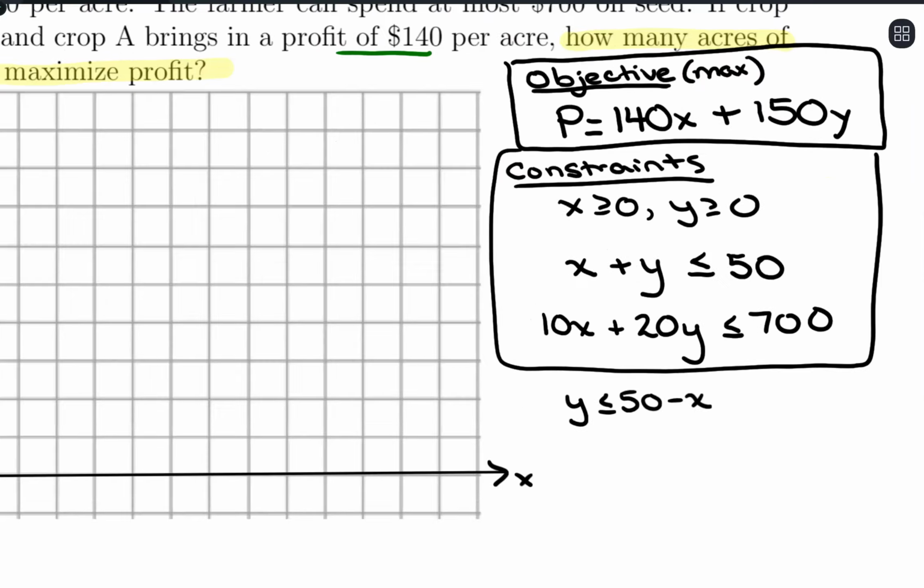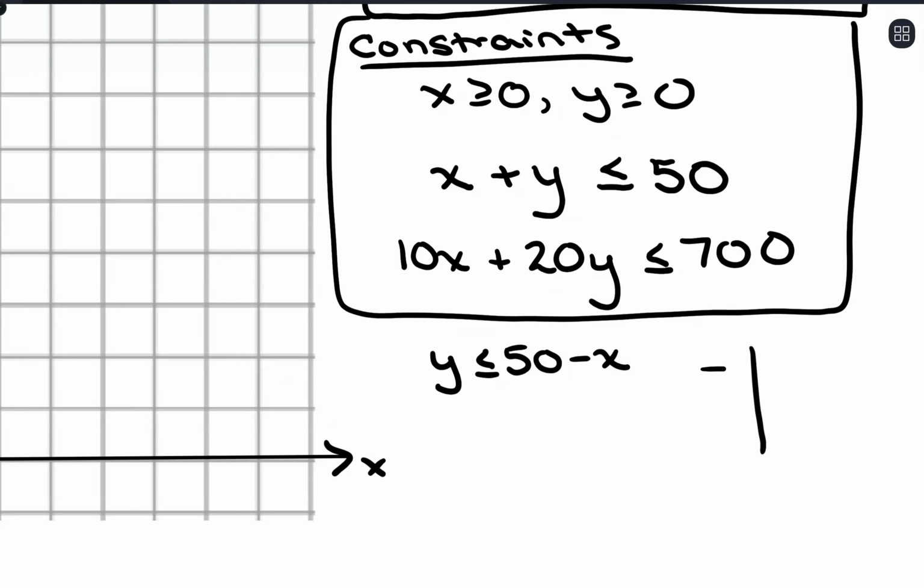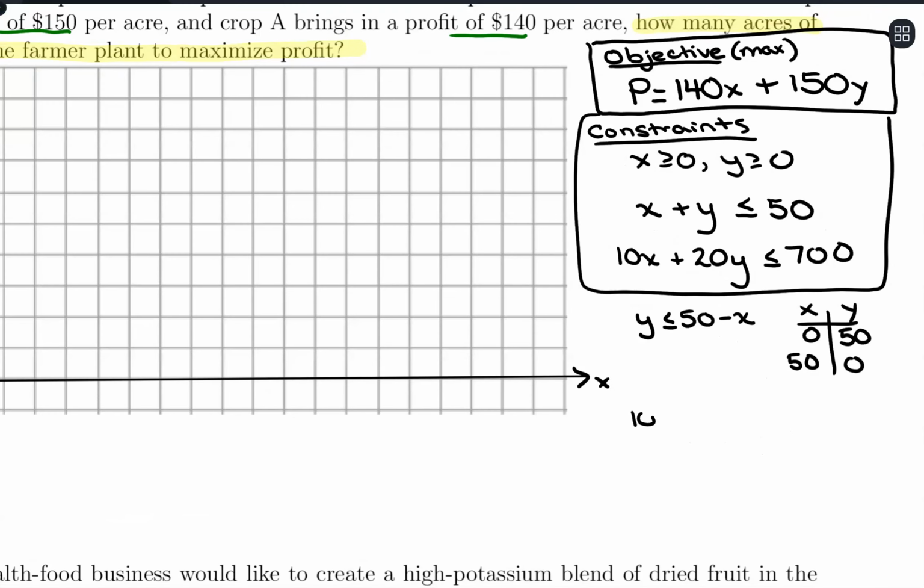I'm going to go ahead and grab those intercepts like I've been doing. The intercepts will really help with graphing here. So x and y, where x is 0 or y is 0. If x is 0, then we're graphing y equals 50. If y is 0, then x is 50. That's nice and easy. Then we're also graphing this 10x plus 20y is less than or equal to 700. I'm going to use the intercepts for this too. So if x is 0 or y is 0: if x is 0, we have 20y equals 700, which will be 35.